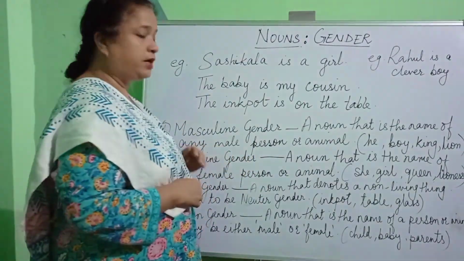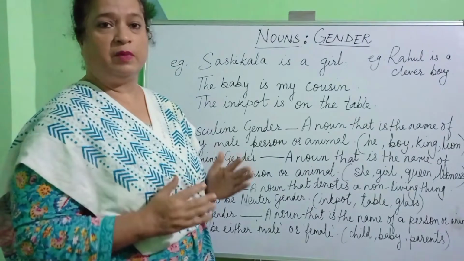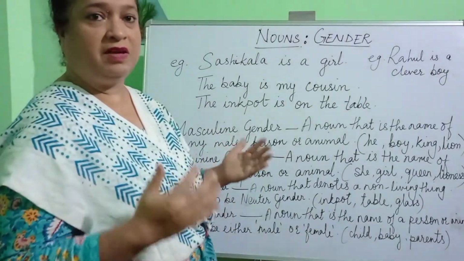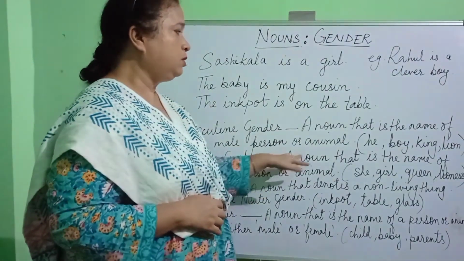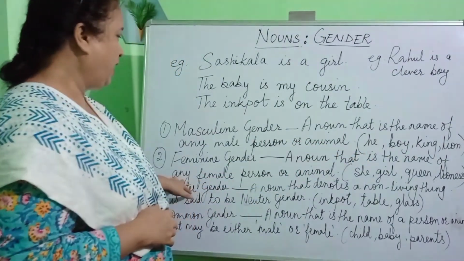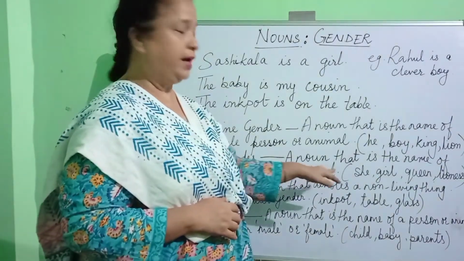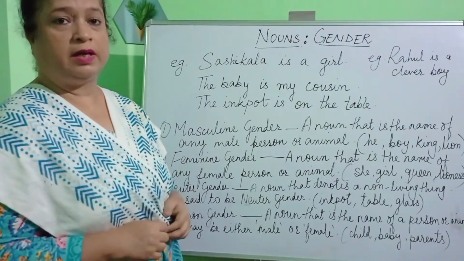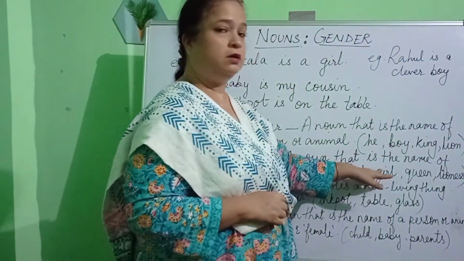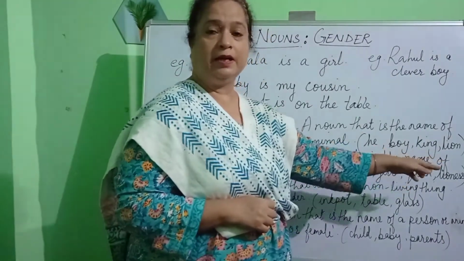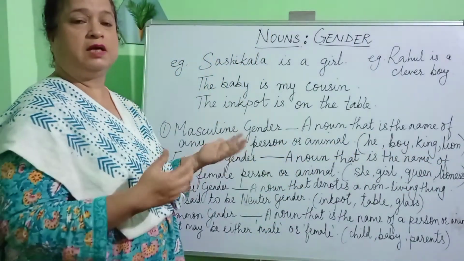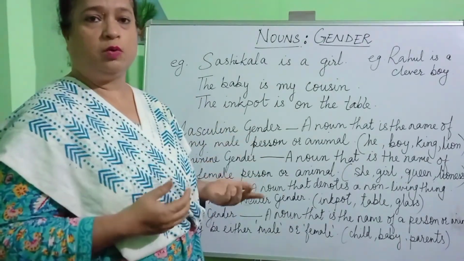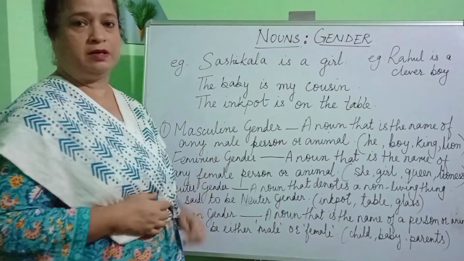Now the next kind of gender that we will learn is the feminine gender. Okay, that is mainly spoken about the female. Now a noun that is the name of any female person or animal is known as a feminine gender. So what can I write in this? She, girl, queen, lioness, bitch. So these are the different words. There are many more like that, but these are some examples to show us about the feminine gender.